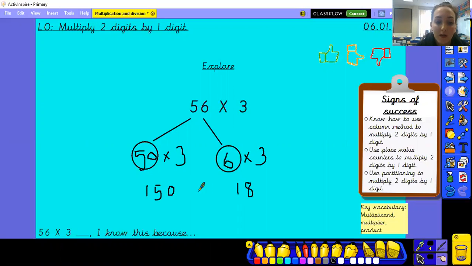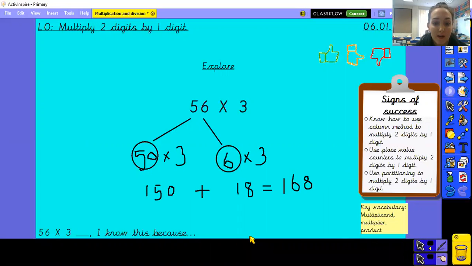And now what we need to do is add those two answers together to get our final answer, which will be 168. So 56 times 3 is 168, and we know this because we partitioned 56 into two parts and got our answer. So well done if you got that correct, everyone.